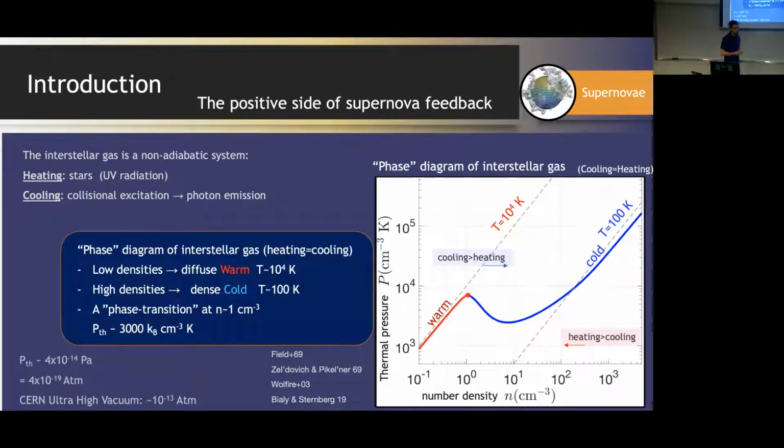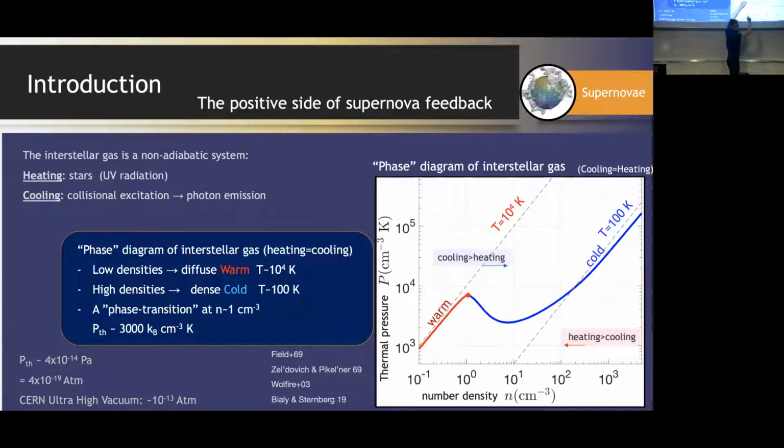By the way, what happens in the middle of this? In the middle you have a thermal instability, and both phases can coexist. If you're at this thermal pressure, most of the volume is filled by the warm neutral medium, and then you have pockets of cold neutral medium in between that are in pressure equilibrium between the two, the same pressure, and also in thermal steady state where heating balances cooling.